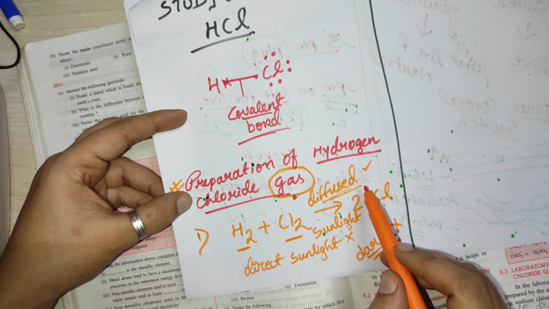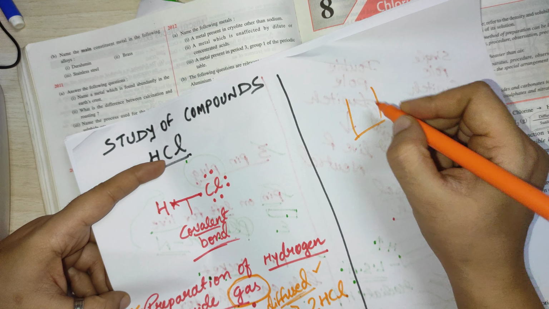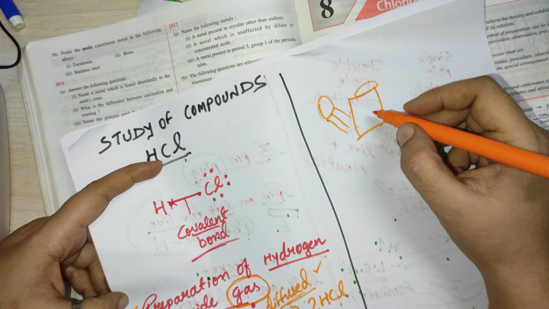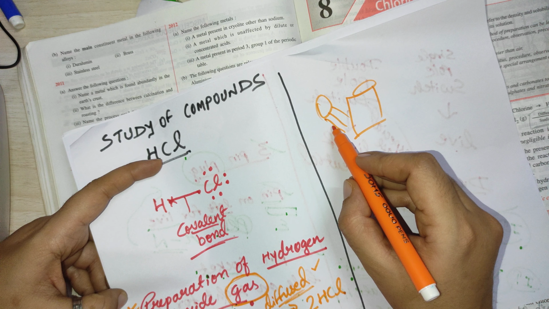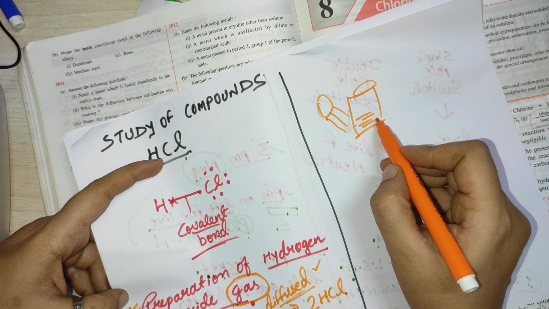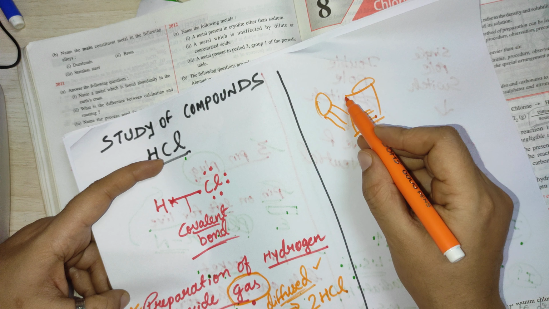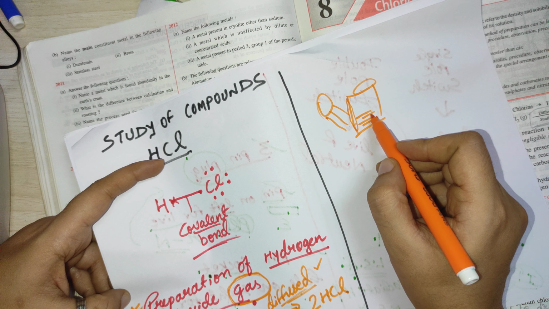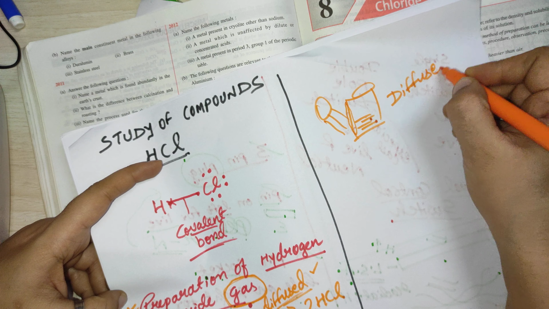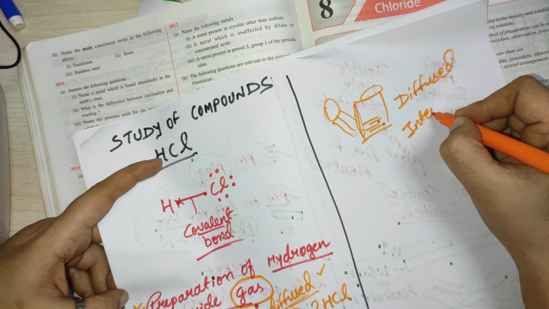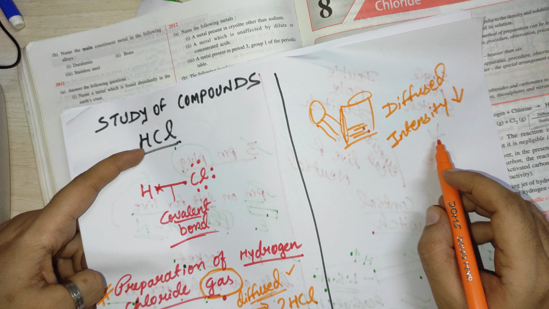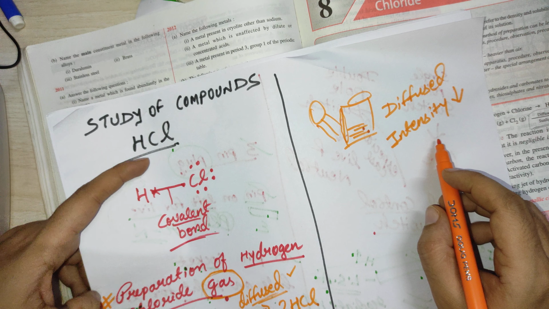So by diffused sunlight, what do you understand? Suppose there is a bottle, okay, and the sunlight is over it. Then this sunlight is not passing directly to the contents of this bottle, but this light is first absorbed by the glass and then it is passed on. So this type of light will be known as diffused. Why diffused? Because the intensity of this light has decreased. When the intensity is decreasing, such light will be known as diffused sunlight.